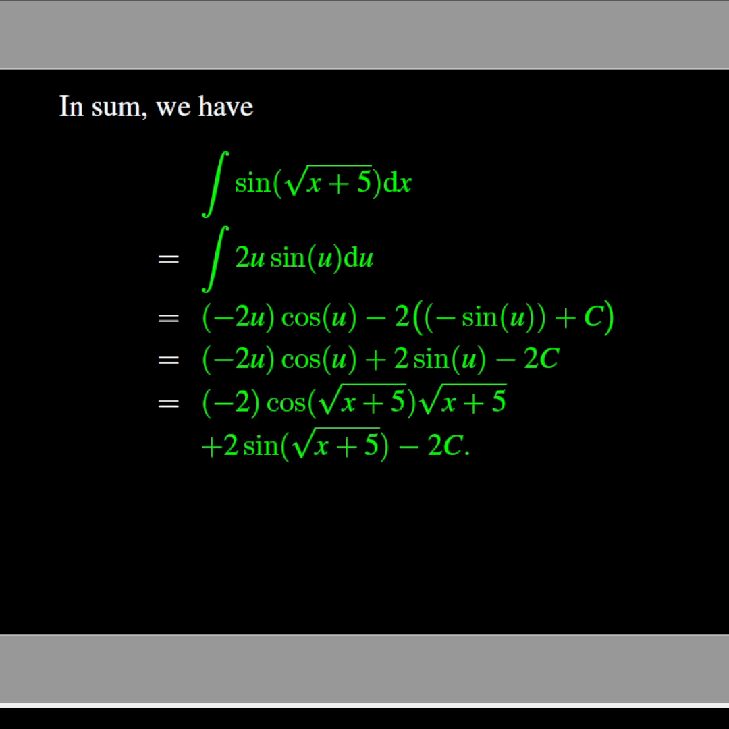Finally, when we replace u by square root of x plus 5, we see that the integral of sine of square root of x plus 5 dx is equal to minus 2 times cosine of square root of x plus 5 times square root of x plus 5, plus 2 times sine of square root of x plus 5 minus 2c.